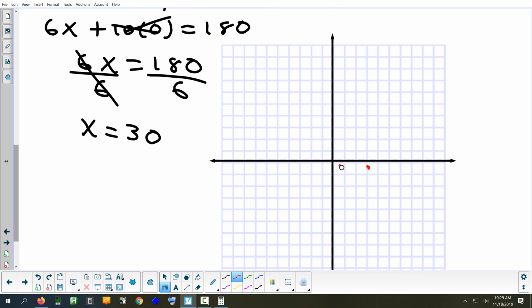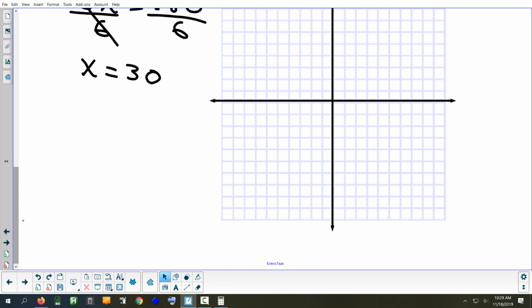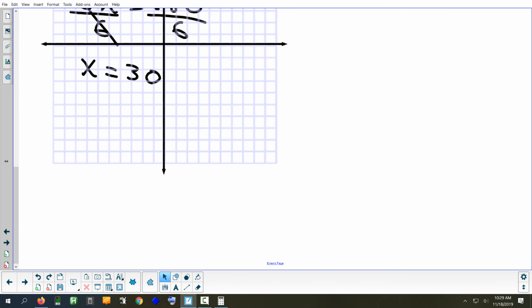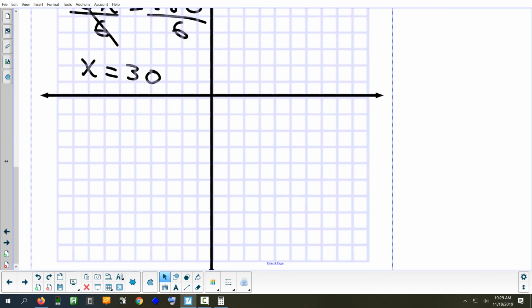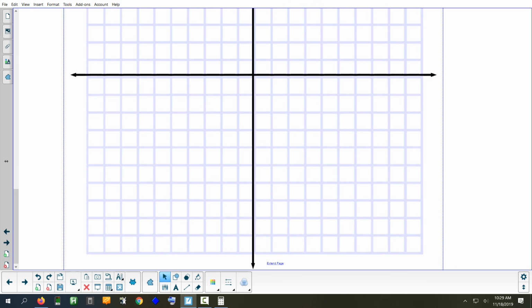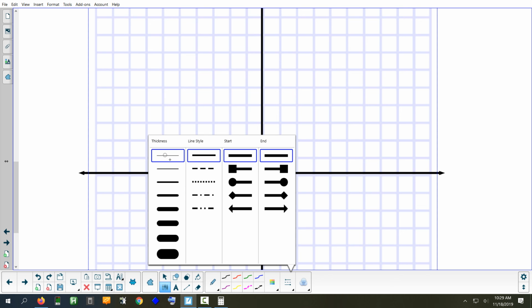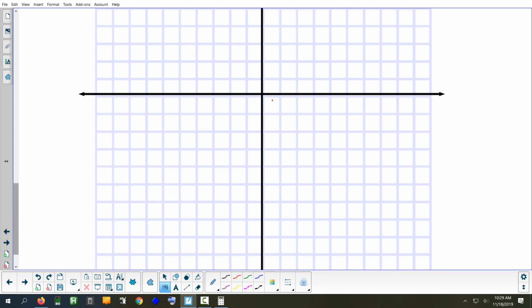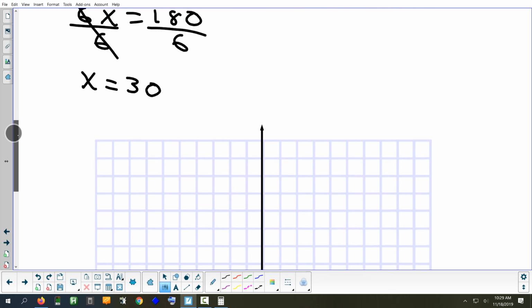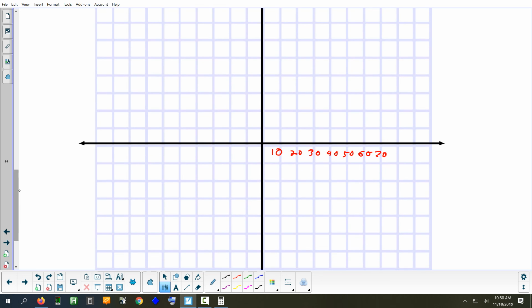Yeah, actually, you know what? I don't even really have enough room unless I make it bigger too. So let's go like this. It's a little bit bigger. All right. So we got 10, 20. No, I can fit it. I don't know how high I need to go, but that's probably good enough. 30. So my x-intercept is at 30.